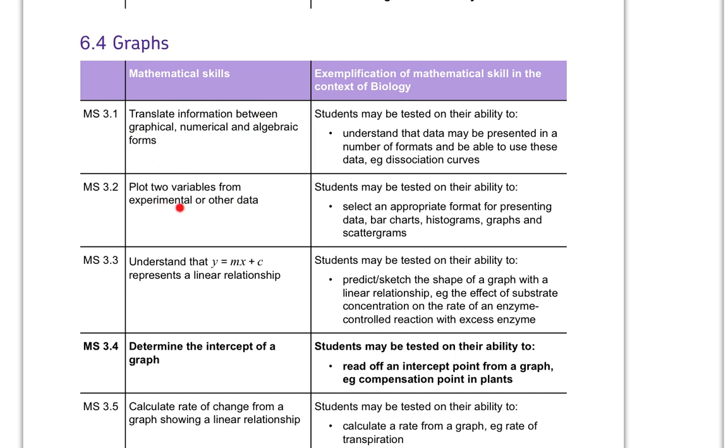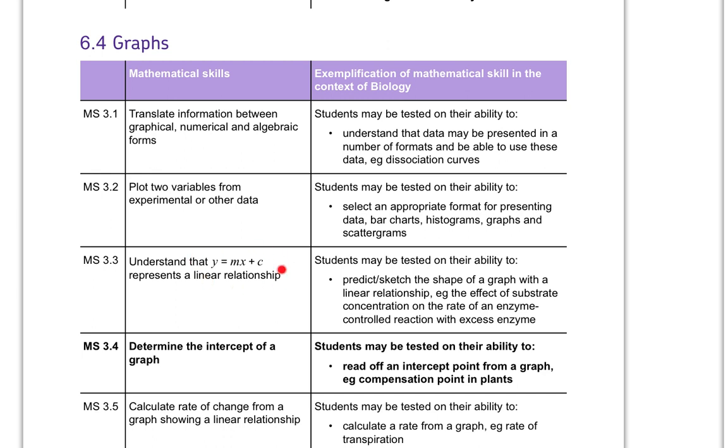Plot two variables from experimental data. Again, this is repeating from before, but you need to be able to plot all these graphs. You've done loads and loads of line graphs, but they have asked bar charts in the past. Histograms, they've asked about, and scatter graphs. Again, I've never seen a scatter graph being asked, but you never know.